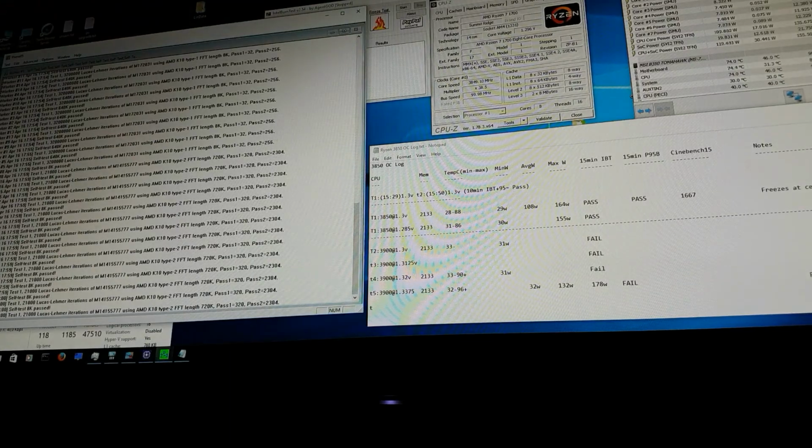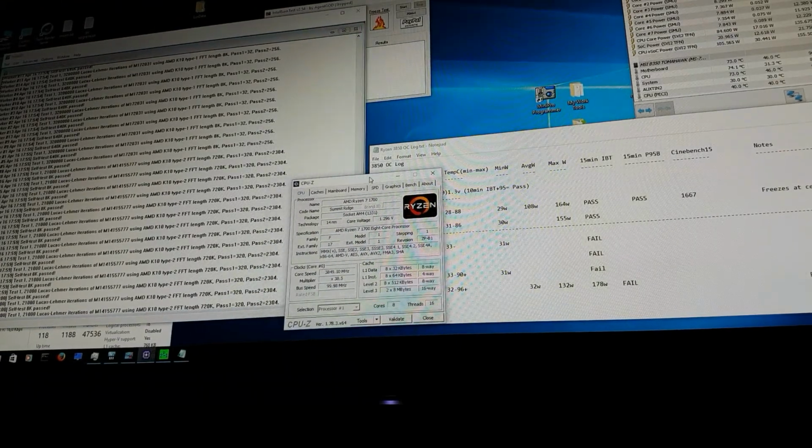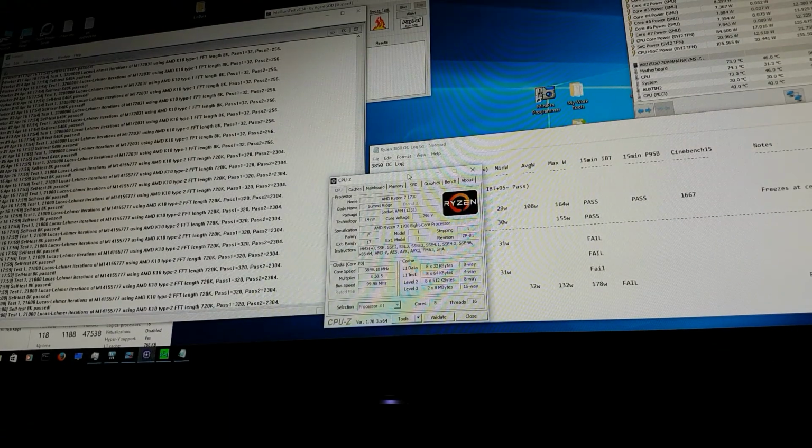Hey guys, welcome back. I just want to do a quick update on my overclocking of the Ryzen 1700, what I found out, and what I think is the best overclocking speed for this processor. So I've been doing a lot of testing, as you can see.